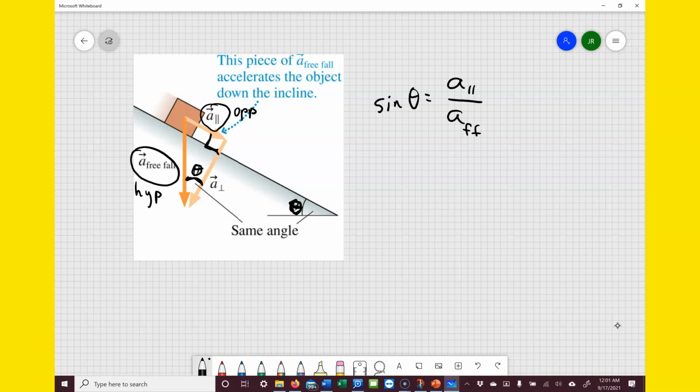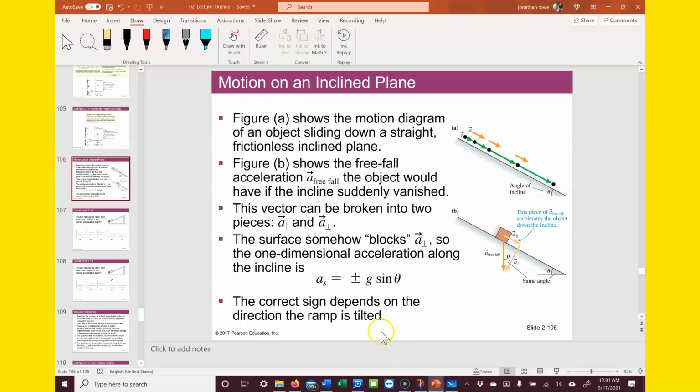And then if we want to know a parallel, it will just be multiplying by a free fall on both sides. So a free fall times sine of theta equals the parallel component of that acceleration. And that is what is said right here. It's g, which is the acceleration of free fall, times the sine of theta. That is a sub s, the acceleration along the surface, the acceleration parallel to the surface. The correct sign depends on the direction the ramp is tilted.